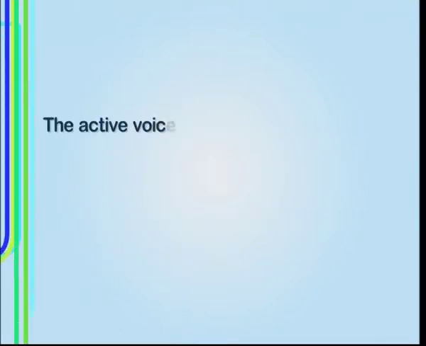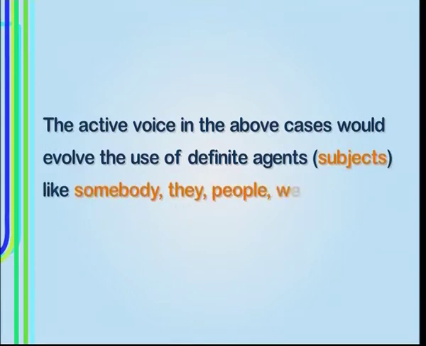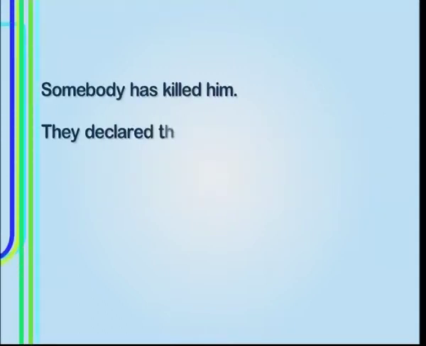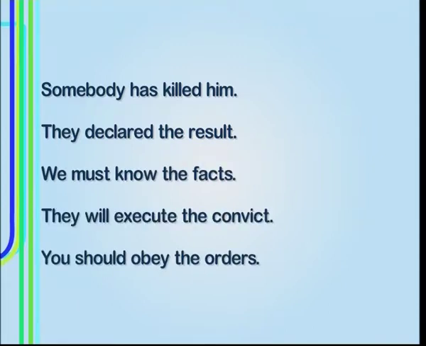The active voice in the above cases would involve the use of definite agents or subjects like somebody, they, people, we, you, one, etc. Somebody has killed him. They declare the result. We must know the facts. They will execute the convict. You should obey the orders. As the agent in the above sentences is not prominent, we don't need to mention it.